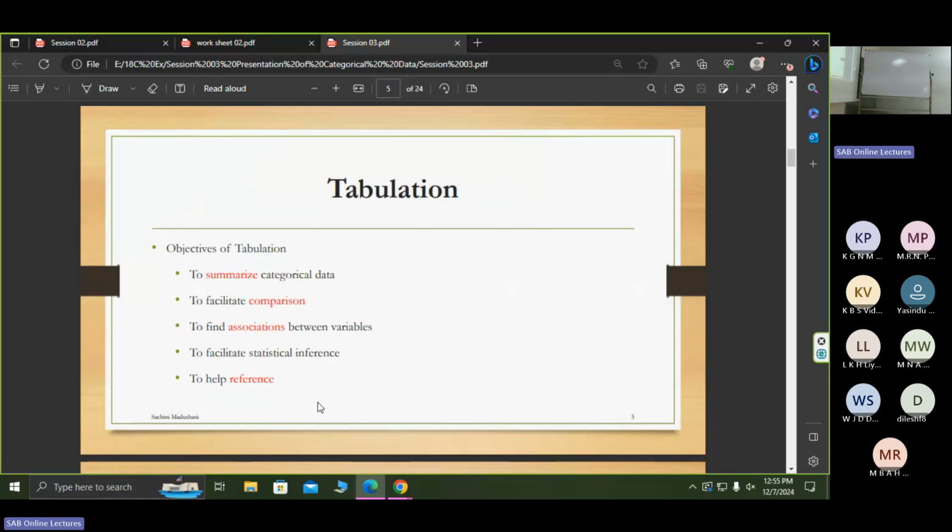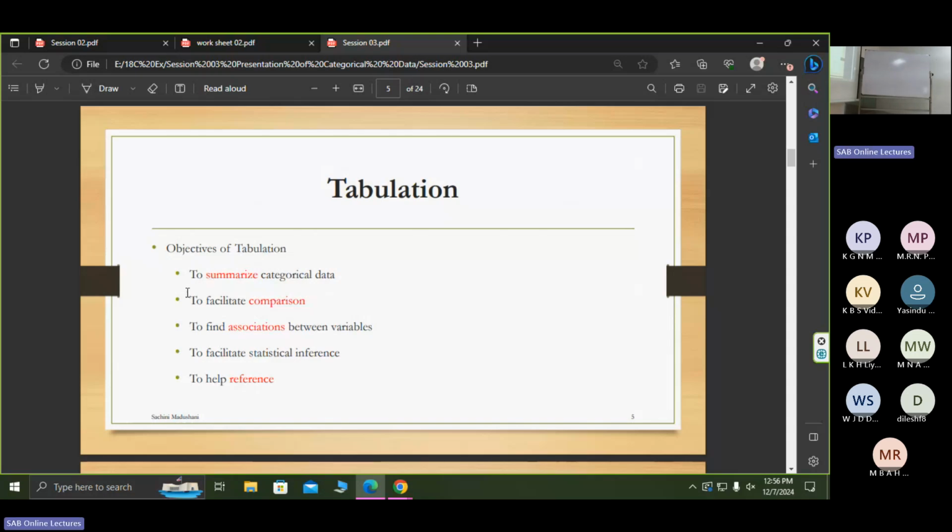The first method we can use to present the categorical data is tabulation. Tabulation means what? We present the categorical data using rows and columns. Tabulation means using the tabular format, a table. Understood? Then these are the objectives of the tabulation.